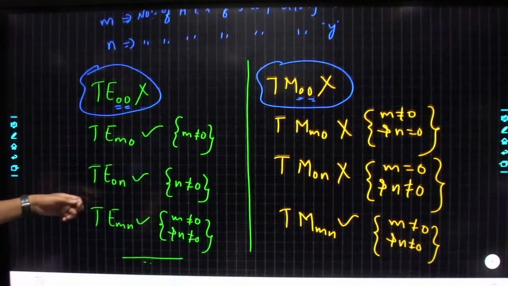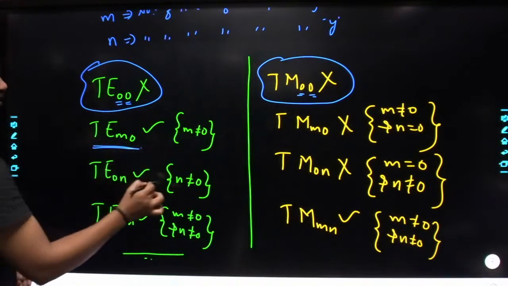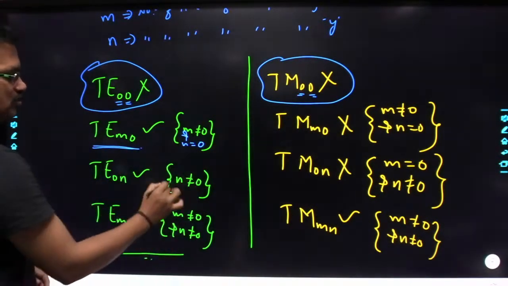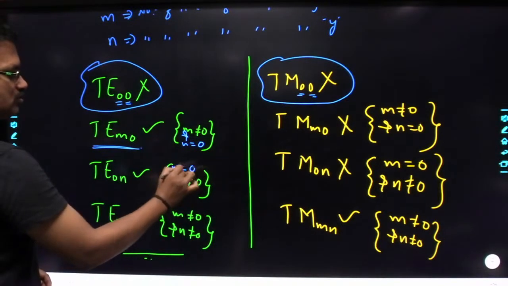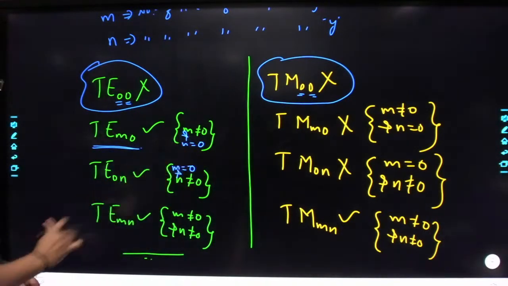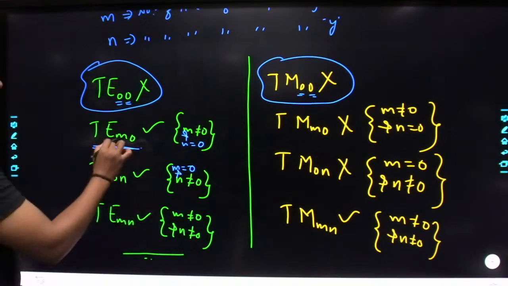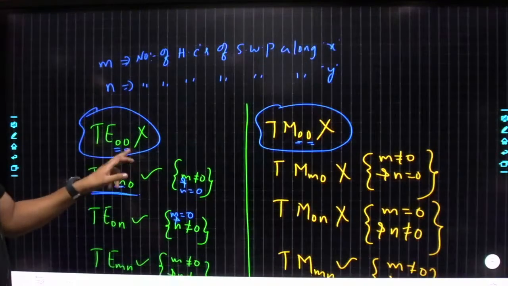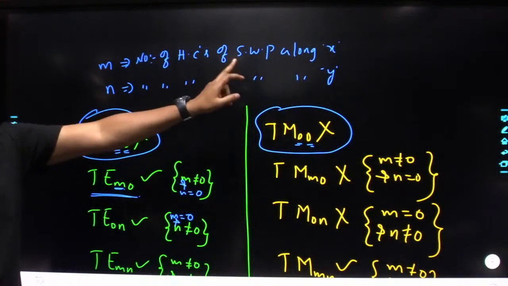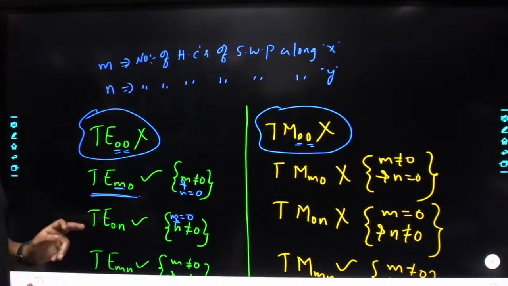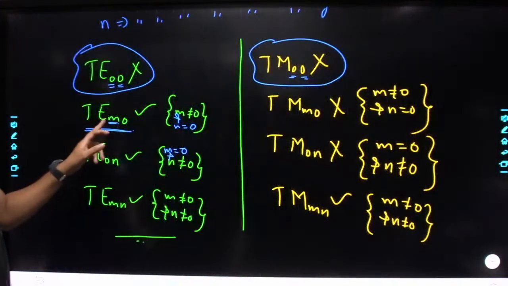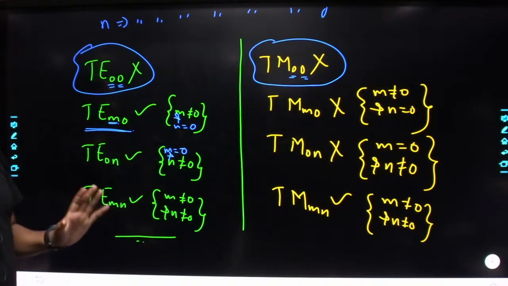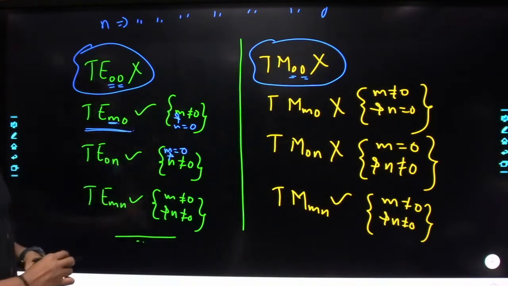And if you observe TEm0, here n equal to 0. So that means here m not equal to 0, that means you are going to have only one standing wave pattern along x. Okay, you are having only one standing wave pattern along x and you don't have any standing wave pattern along y. So that type of modes are possible in case of TE.